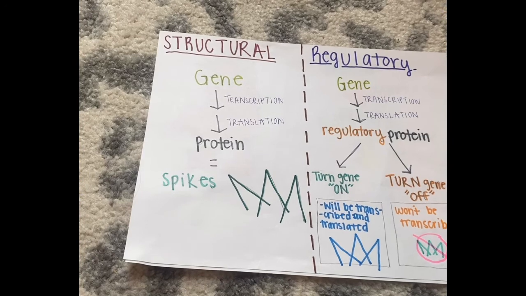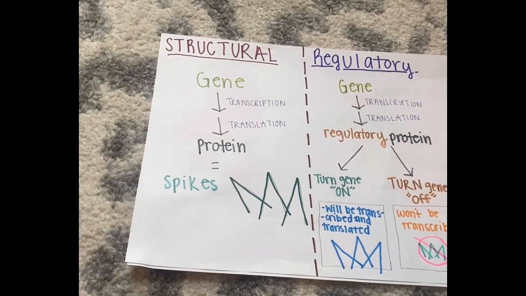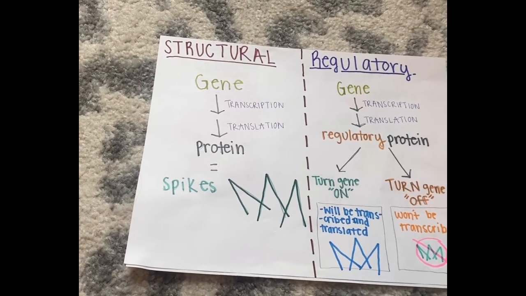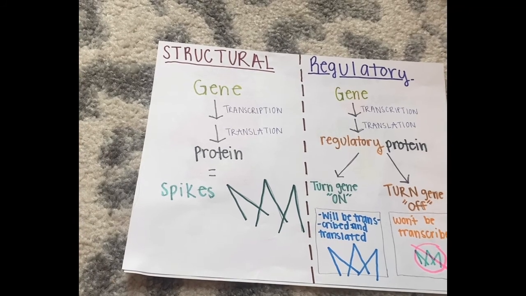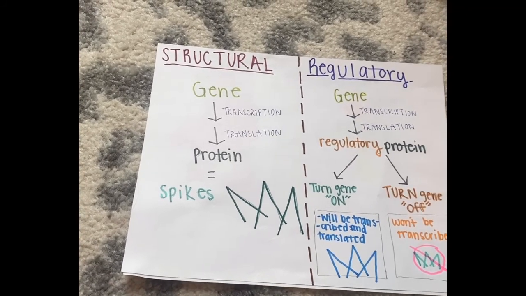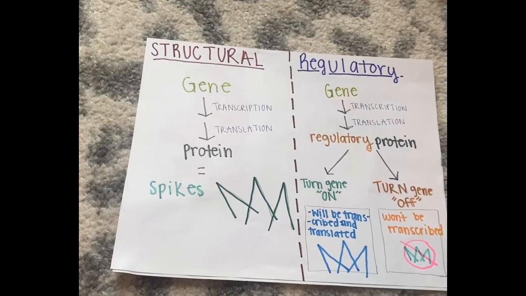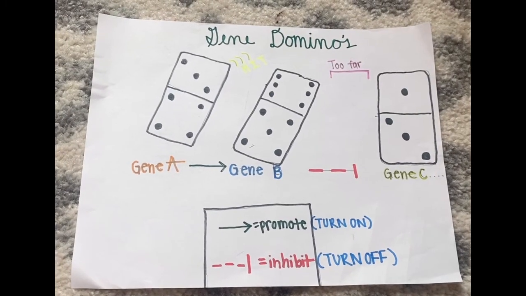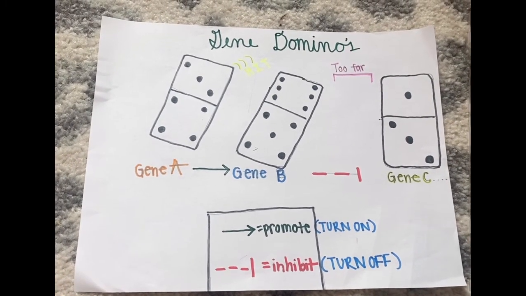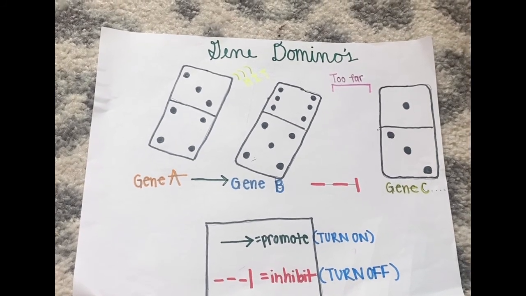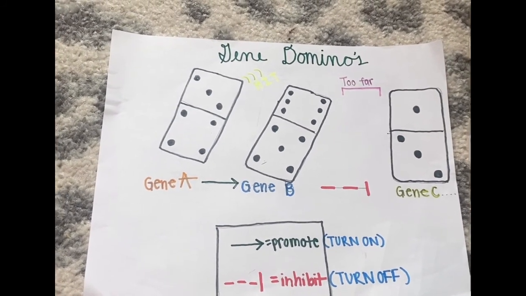The regulatory products can affect the transcription of other genes by binding to specific DNA sequences. If the protein is an activator, it will promote the transcription of another gene, and if it is a repressor, it will inhibit the transcription. Gene regulatory networks can arise, which are sequences of regulatory genes whose products essentially go down the line to either promote or repress the transcription of the next gene in the lineup, kind of like dominoes.